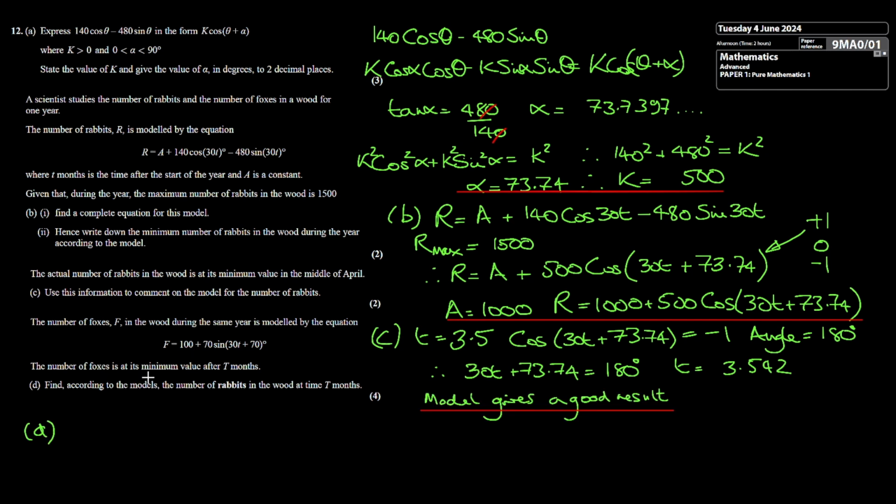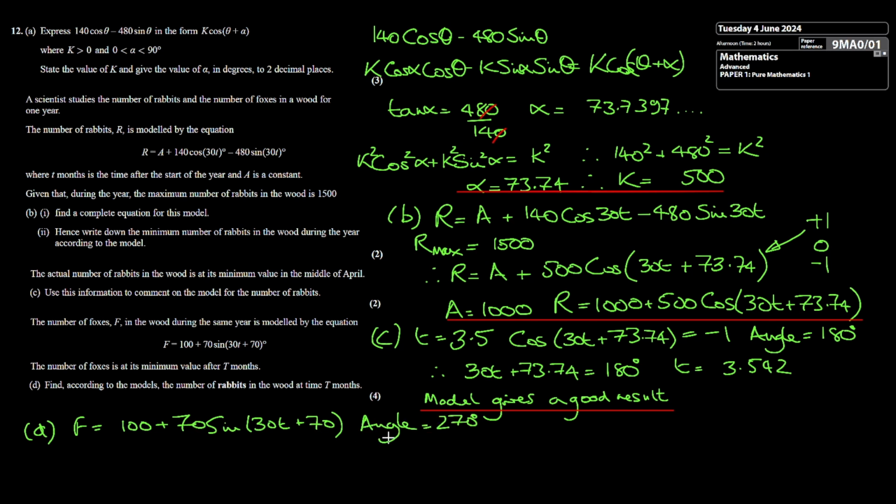When you get rabbits, you get foxes, and we're now told the number of foxes in the wood during the year is modelled by this equation. The number of foxes is at a minimum after T months. Find, according to the models, the number of rabbits in the wood at time T months. Okay, so here's our equation for foxes. So when is this going to be a minimum?